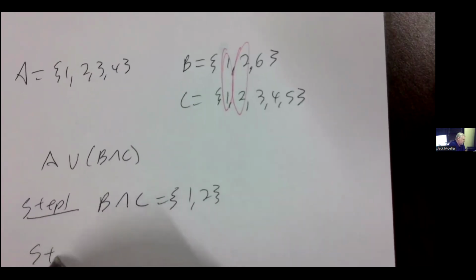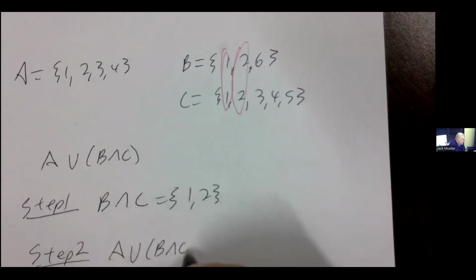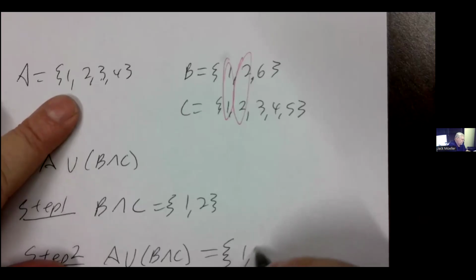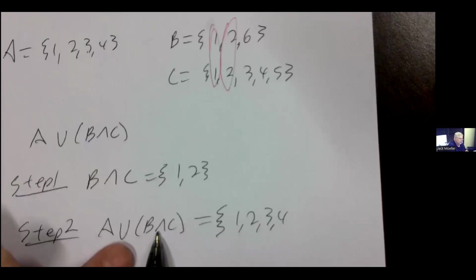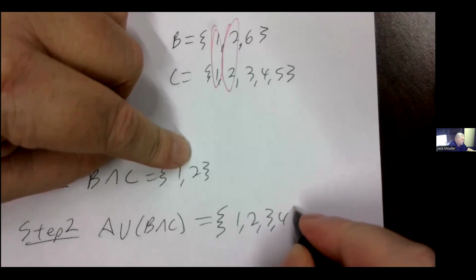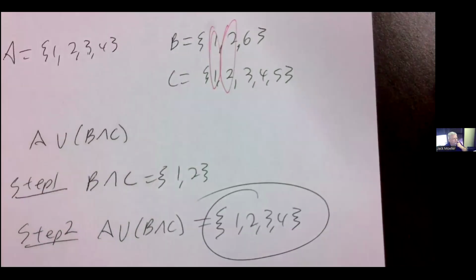So now we're going to do the union. We're doing A union B intersection C. And so again, union is everything. So the quickest way to do unions is list everything in the first set. So I'm going to list everything in A. That's 1, 2, 3, 4. Then I go to the second set, which is 1 and 2. I already have 1 and 2, so we don't need anything new. So we're done. So that is how I show my work for a problem like this.